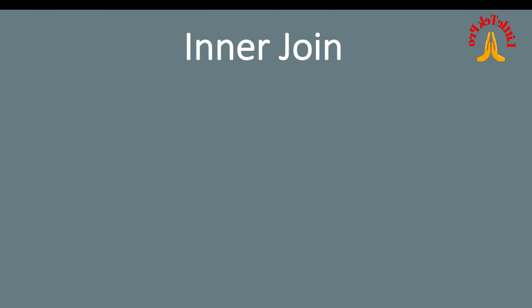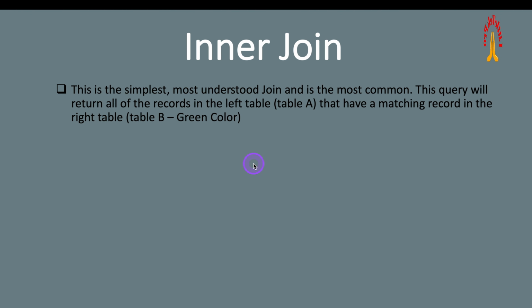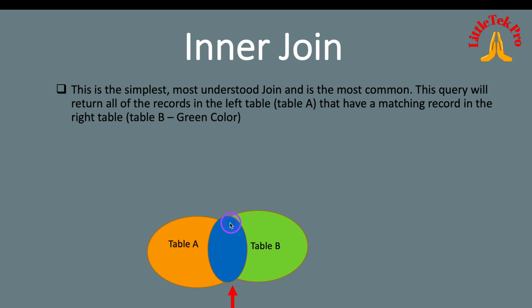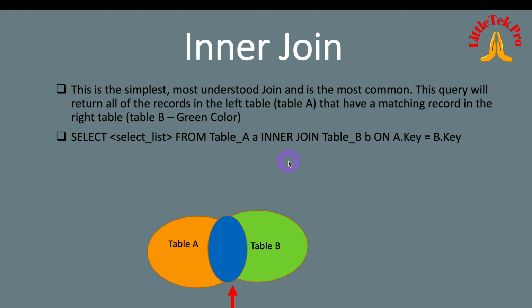Okay, let's talk about the InnerJoin. What is InnerJoin and how to retrieve the data? InnerJoin is the simplest join, where it's going to retrieve the common records between both the tables. So let's say there is a table A and there is a table B, and when you do the InnerJoin, it's going to fetch the data which is marked in blue color. And this is the syntax for the InnerJoin.